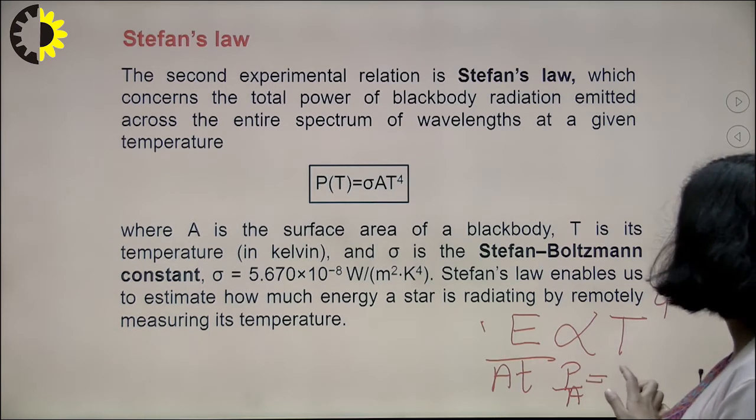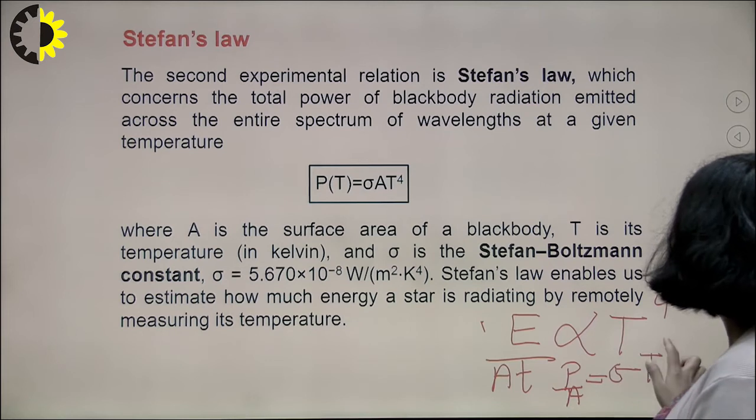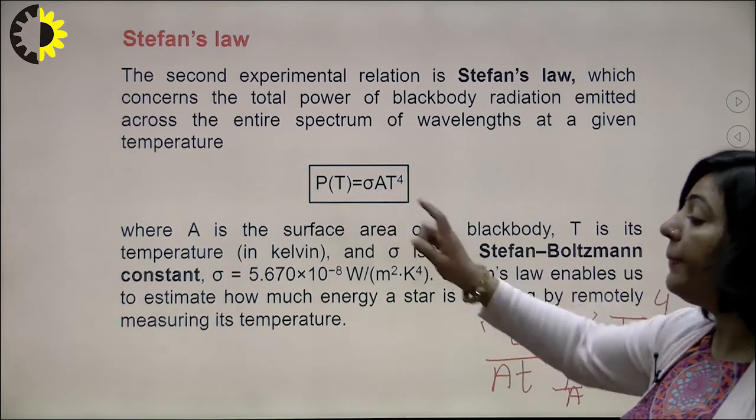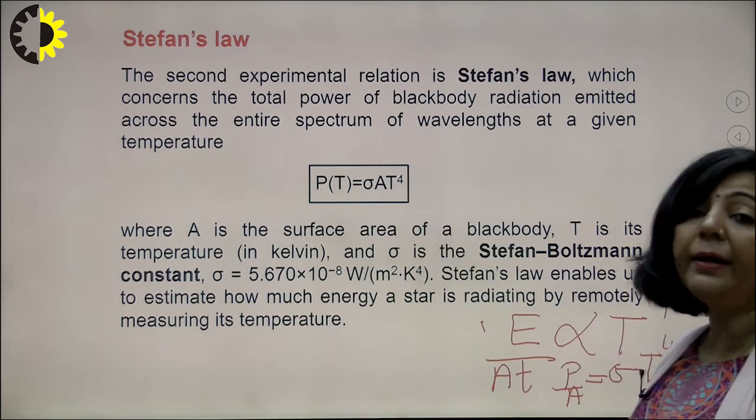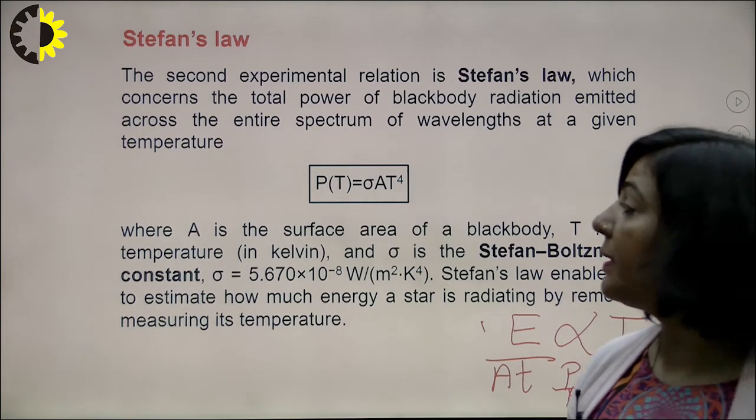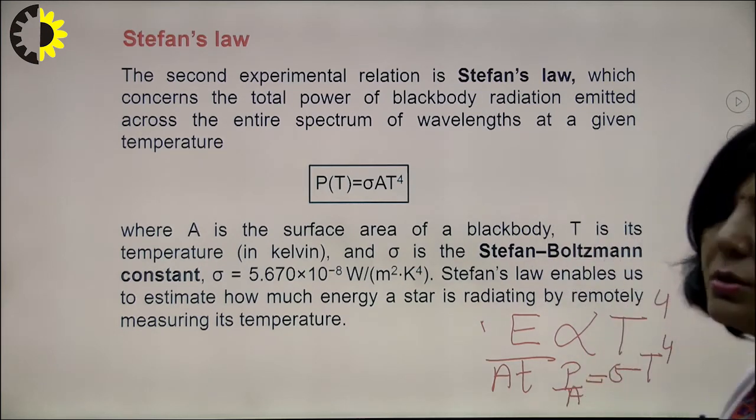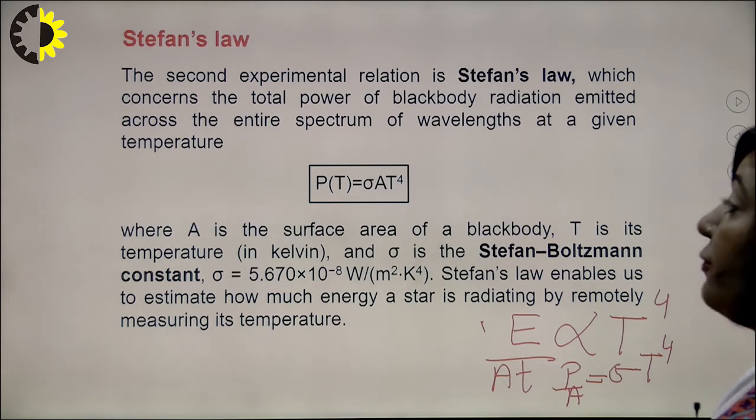If you remove this proportionality sign, you will get a constant. So what are you getting? You are getting P as sigma A T raised to power 4. What is sigma there? That sigma is your Stefan's constant. This is your Stefan's law.